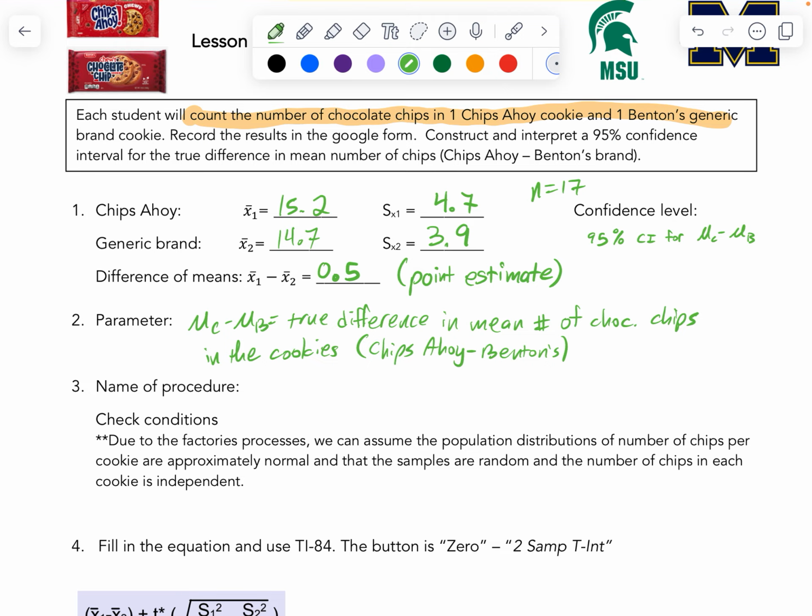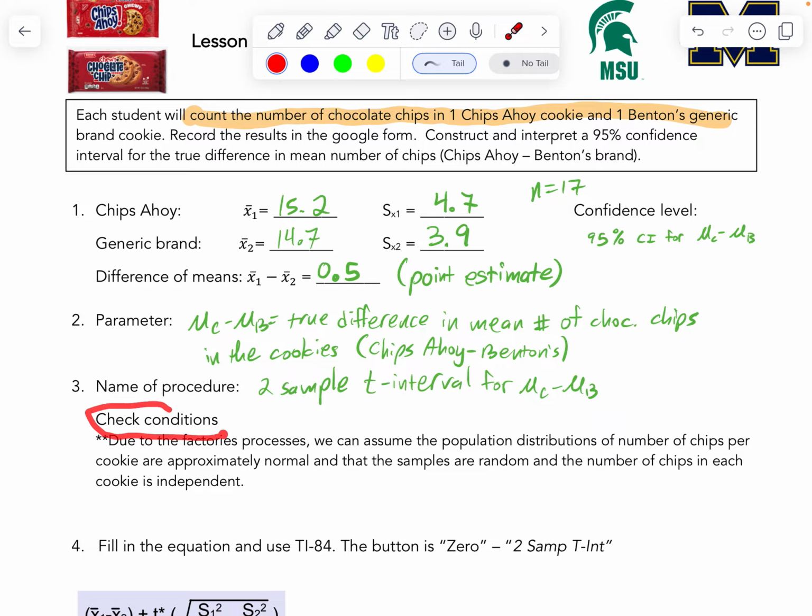The name of the procedure is a two sample, because we have two kinds of cookies. It is a T interval, because, remember, it's a T because we are doing means. And then you can even say what for. It is trying to measure mu C minus mu B, the difference.